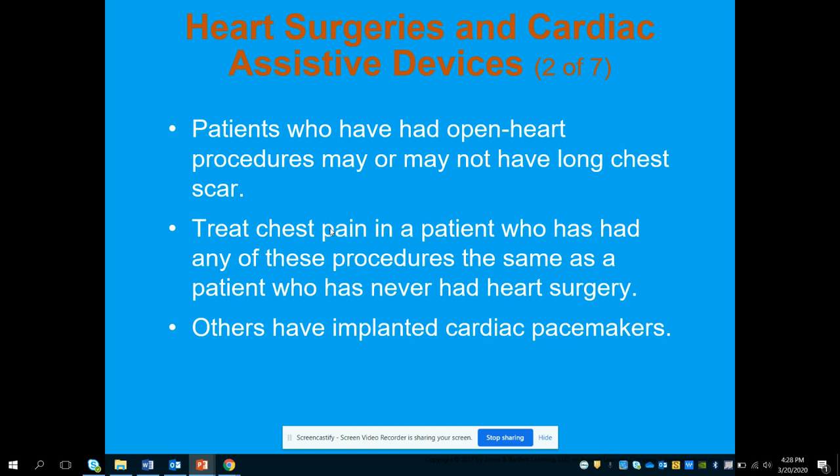We want to treat chest pain in a patient who has had any of these procedures the same as a patient who's never had any heart surgery, meaning that we want to take it seriously no matter their history. We want to make sure we're giving them the same treatment.